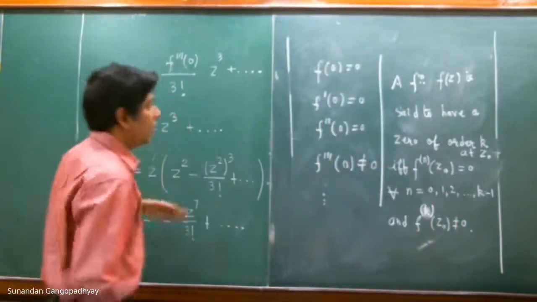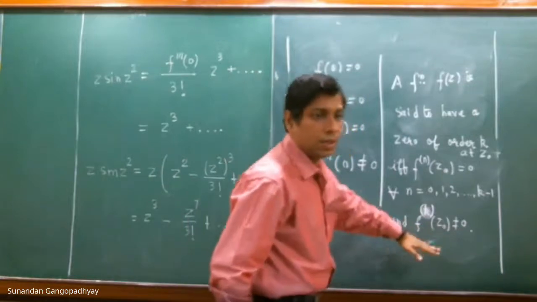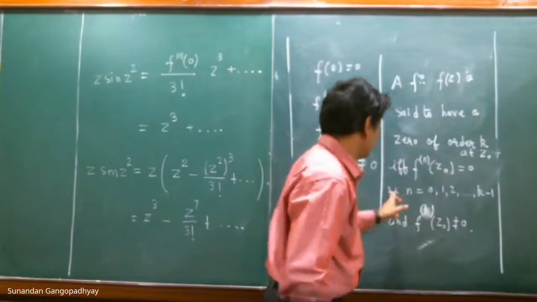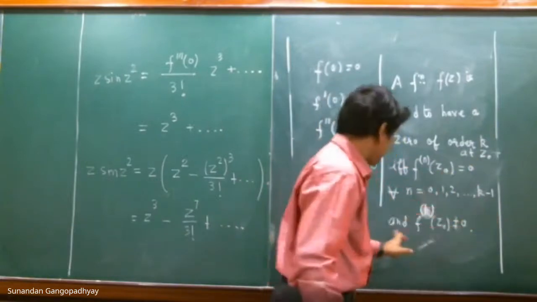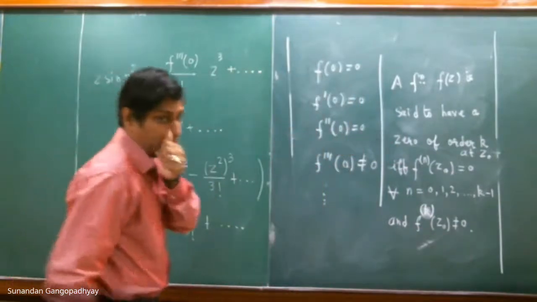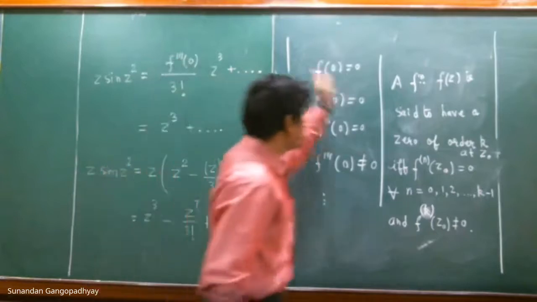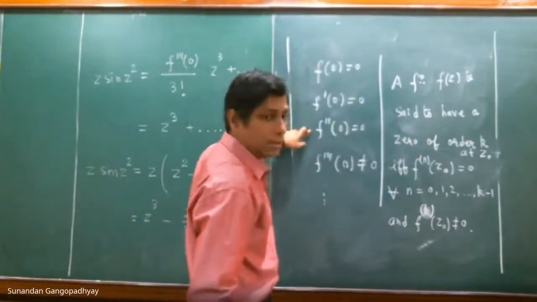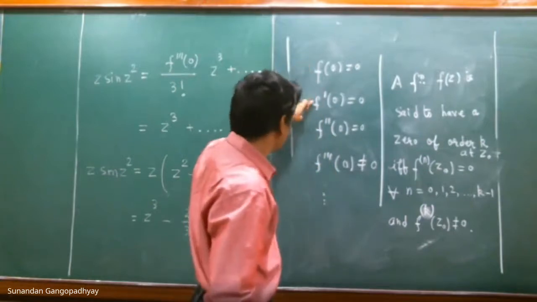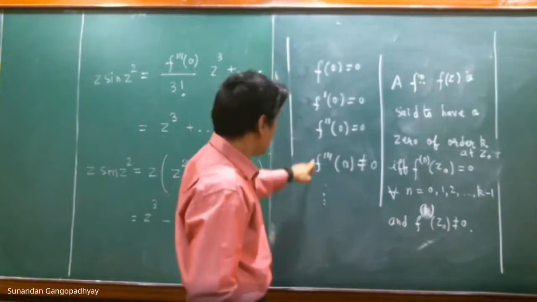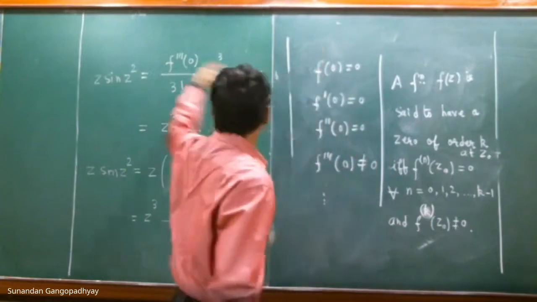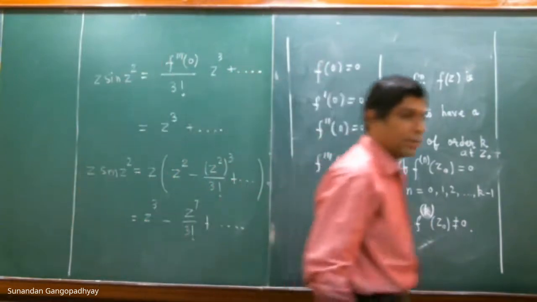So you can see that from this definition, a function is said to have a zero of order k at this point if and only if f^(n)(z naught) is 0 for all n from 0 to k minus 1, and f^(k)(z naught) is not equal to 0. Therefore, you can say that this function has a zero of order 3. Just match it with this definition: the function, first derivative, second derivative are 0. And from the third one, k is equal to 3, it is non-zero. So this particular function is said to have a zero of order 3.